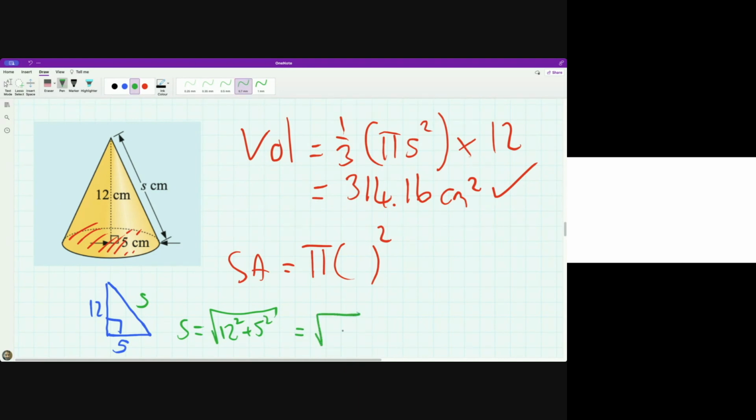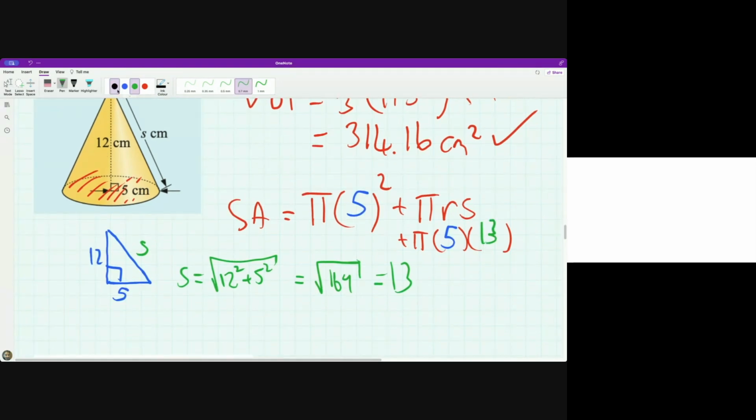which, let's see, 144 plus 25, 169. Oh, I happen to know this one. It's 13. So that is the pi r squared. Oh, what is the formula that I do to incorporate the other bit? It's pi r s, which if I do it like this and I leave a space, it should then be 5, and this should be 13.